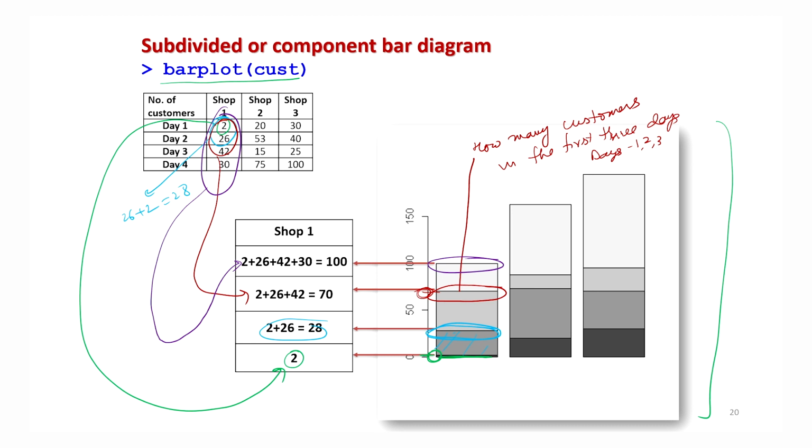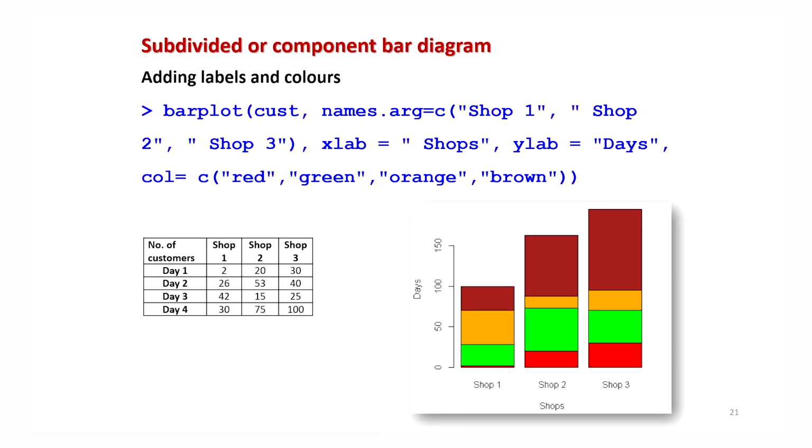Now the same thing is happening in the other 2 bars also, which are indicating shop number 2 and shop number 3, right? So this is how they are created. Now if you want to make it more beautiful, you want to give them different colors, you can use the options names.arg, xlab, ylab, color, etc.